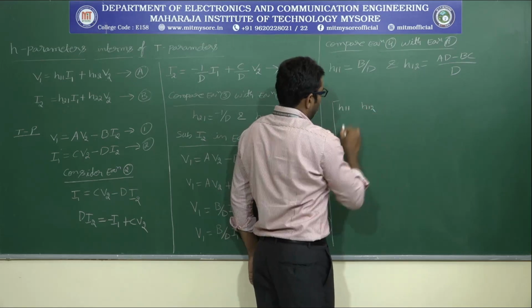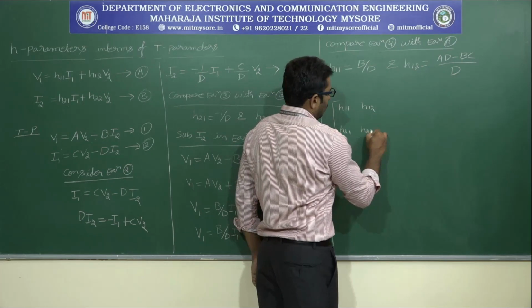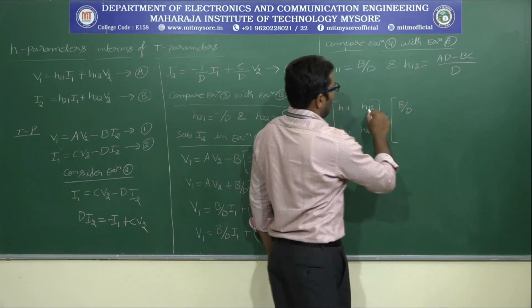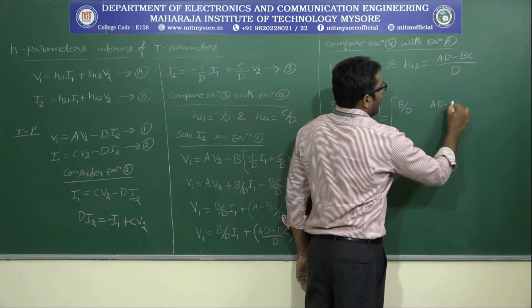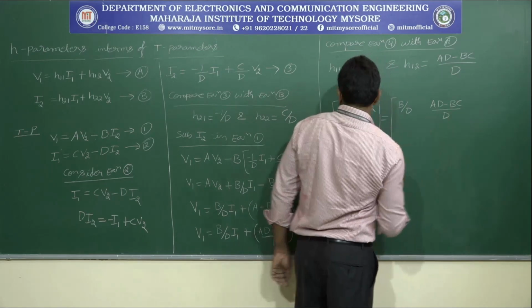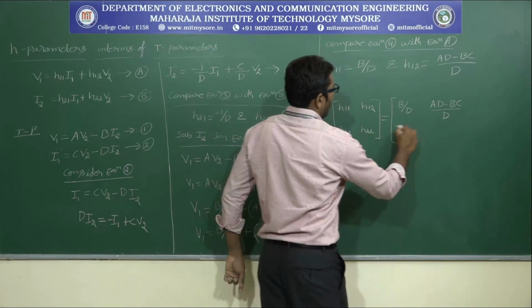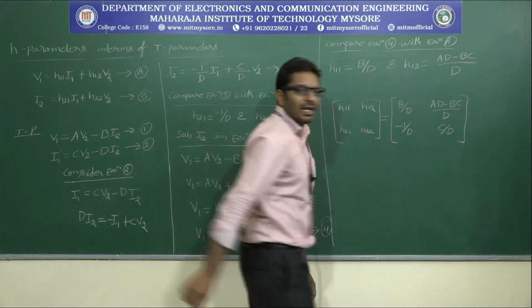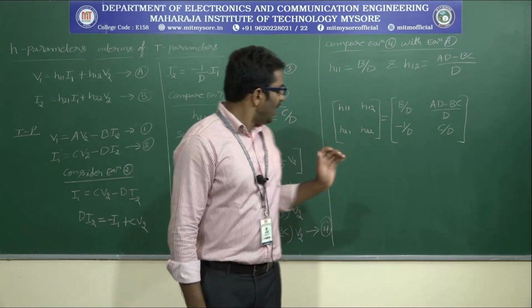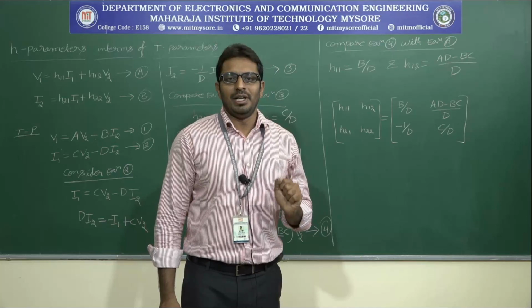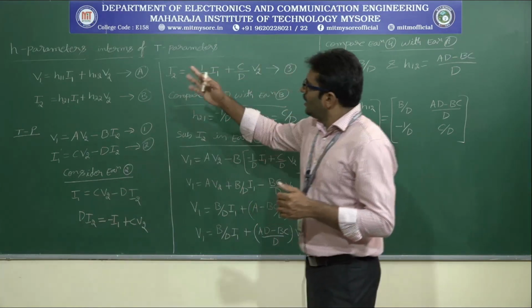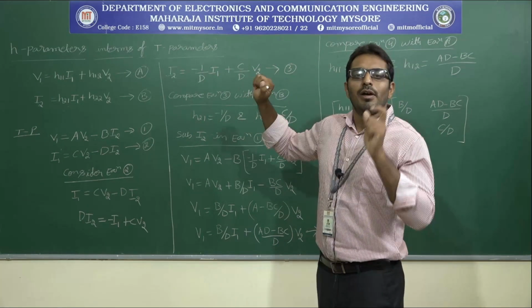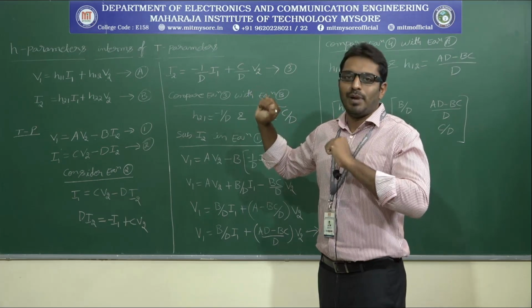H11, H12, H21, H22 is equal to, what is H11? B by D, H12 is AD minus BC divided by D, H21 is minus 1 by D, H22 is C by D. This is how we can express H parameters in terms of ABCD parameters. So please try the H parameters in terms of Y parameters. It is almost similar to H parameters in terms of Z parameters.